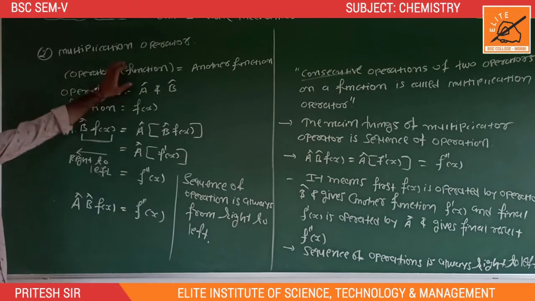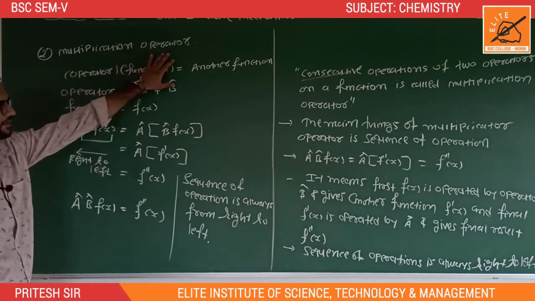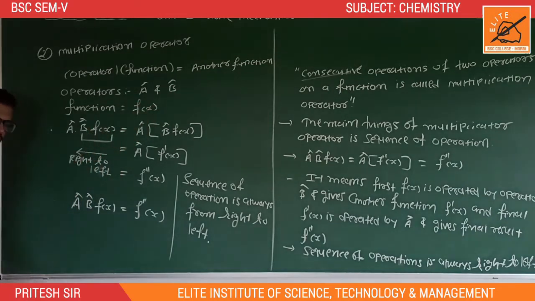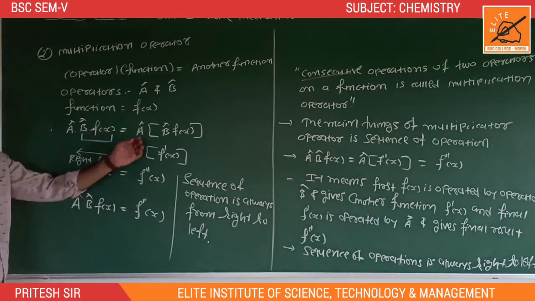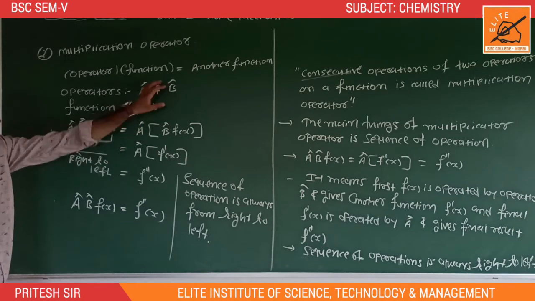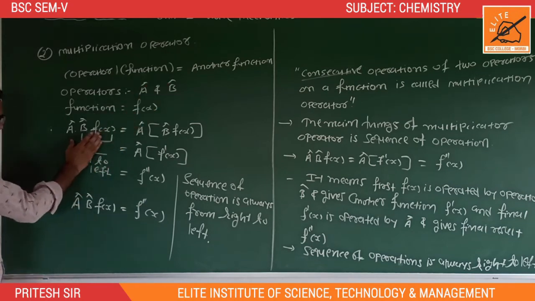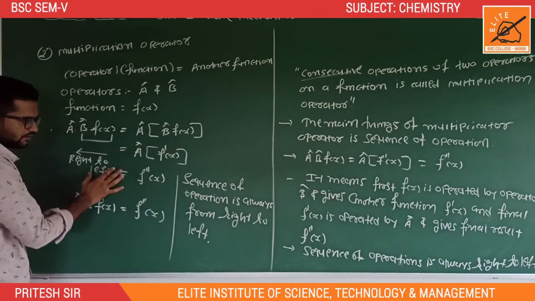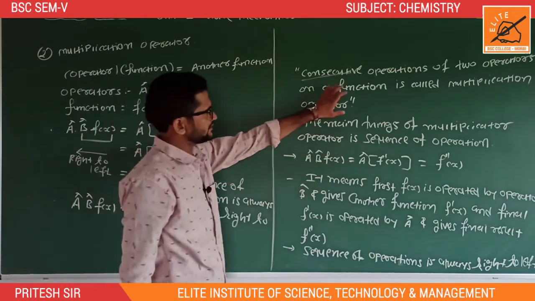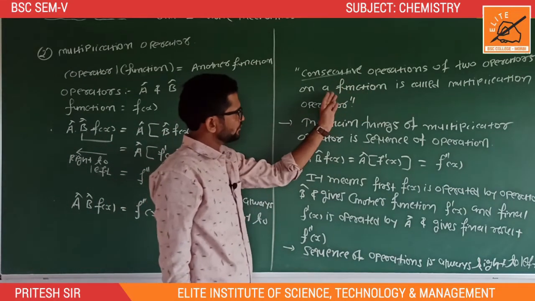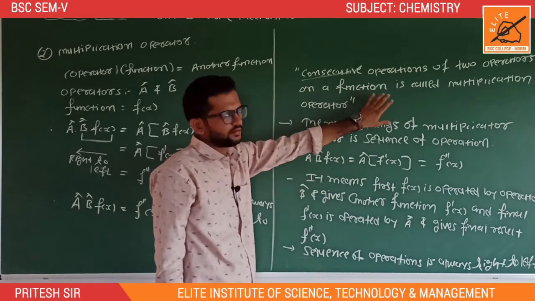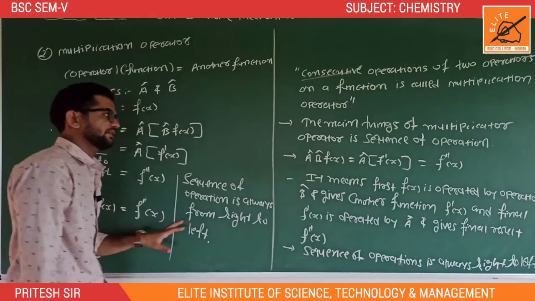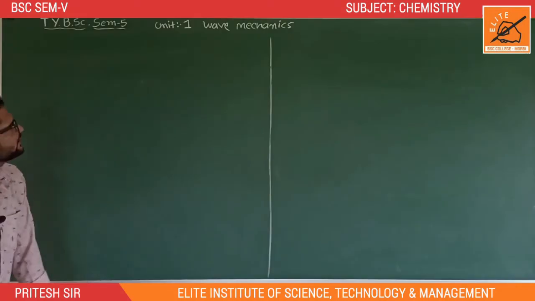Okay, so this is the second type of operator, that is the multiplication operator. In the multiplication operator, different or same operators are multiplied with a function, and the main thing in the sequence of operation is that it should always be right to left. Okay, so this is the basic definition. Consecutive operation of two operators on a function is called a multiplication operator, and this is the basic explanation of the multiplication operator.